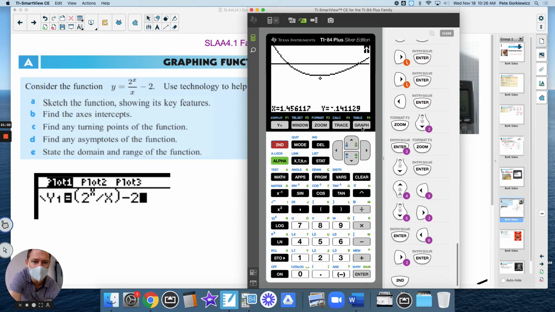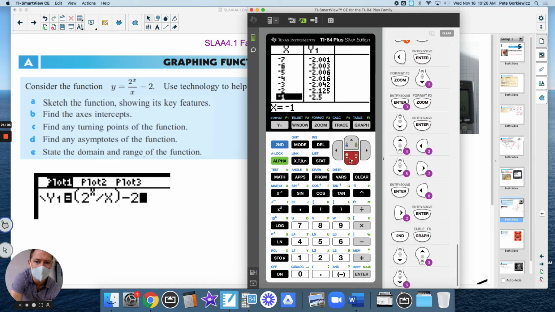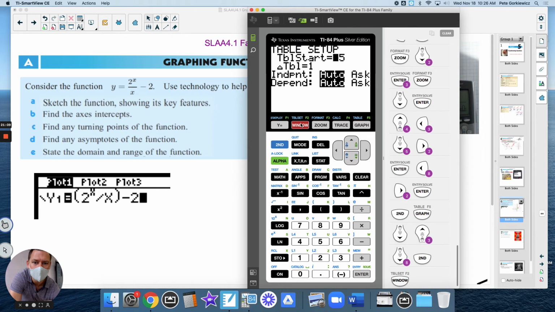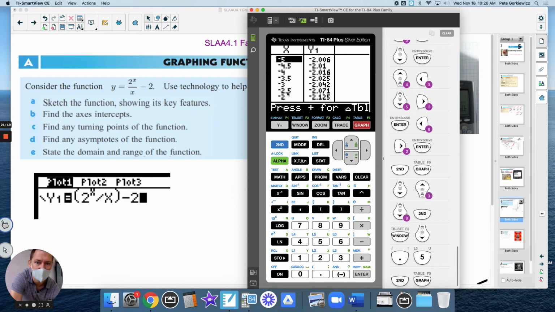So Toby's asking about this table, I think, and seeing like when are these things happening? You can go into second table set and say where do you want to start the table and how much do you want to switch the table by each time. So let's go by like 0.5s, and then when you go to table, it's running by 0.5s. Some people really like the table. I find it's easier for me to visualize things with the graph, but run it how you like. Cool questions about that so far?